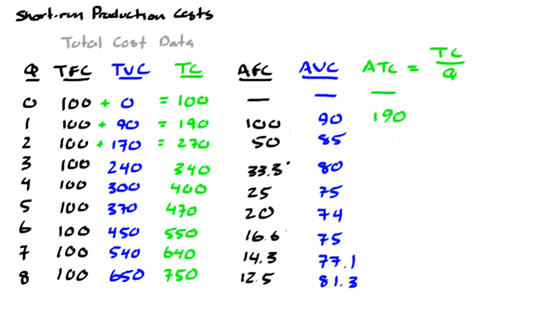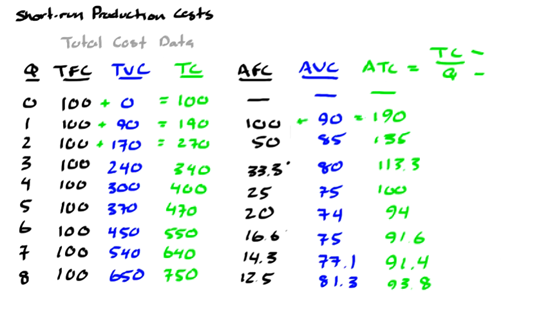If we produce 2 chairs, our total cost is 270 divided by 2. This gives us 135, and so on. Now, we can calculate it by dividing the total cost by Q, or we can just add the average fixed cost and the average variable cost, and it will provide us with the same number. So we can see 100 plus 90 equals 190, 50 plus 85 equals 135, and so on.